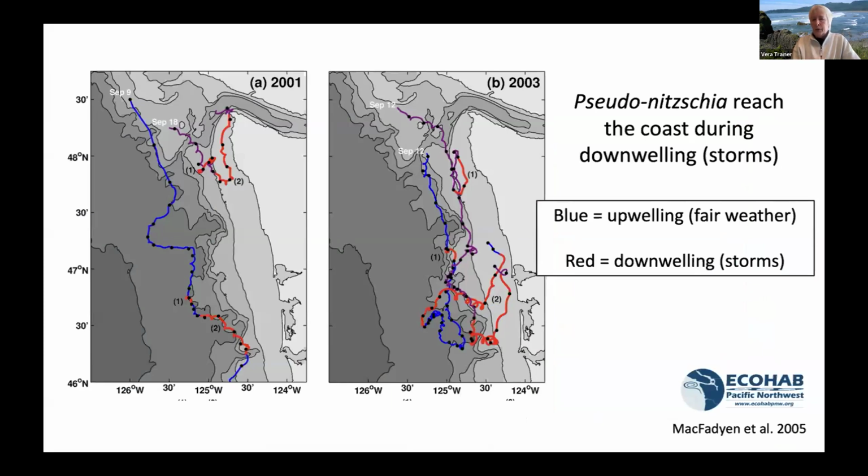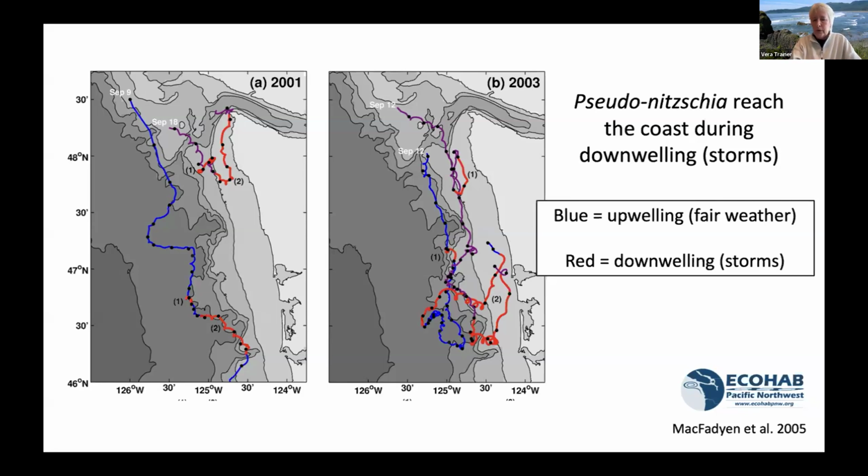But not every bloom hits the coast. So how are we doing that sampling? Here you'll see some drifter tracks showing in blue the drifter tracks during upwelling periods, and in red, the drifter tracks during downwelling or storm periods. So we need a combination of fair weather to allow the blooms to propagate, but then also storms, reversal of winds to allow the cells to then make their way to the coast.